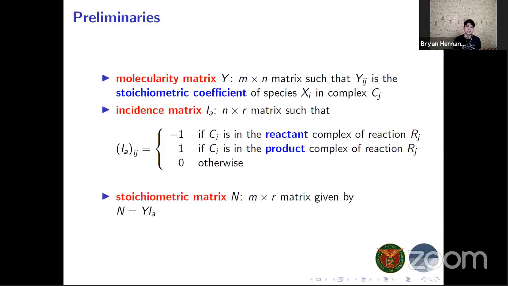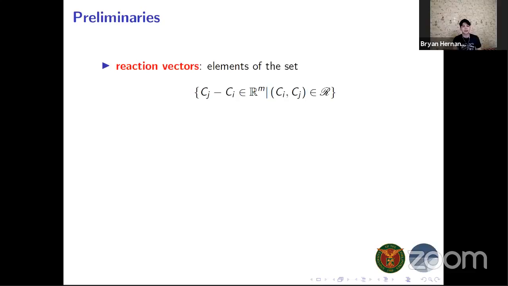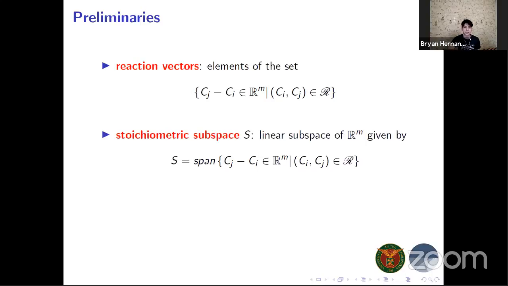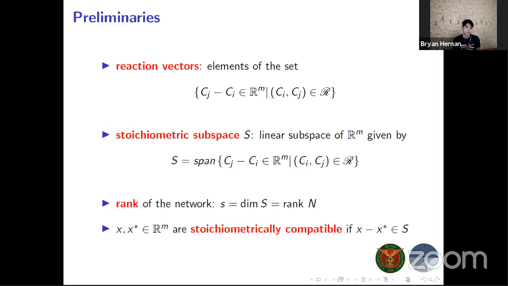The stoichiometric matrix is denoted by capital N, and this is the product of the molecularity matrix and the incidence matrix. A reaction vector, for a particular reaction, is the difference between the product and the reactant. The stoichiometric subspace is a linear subspace of R to the m, given by the linear span over R of the reaction vectors. The rank of the network is the dimension of the stoichiometric subspace, which happens to be the rank of the stoichiometric matrix. Two vectors in R to the m are stoichiometrically compatible if the difference is an element of S, the stoichiometric subspace.